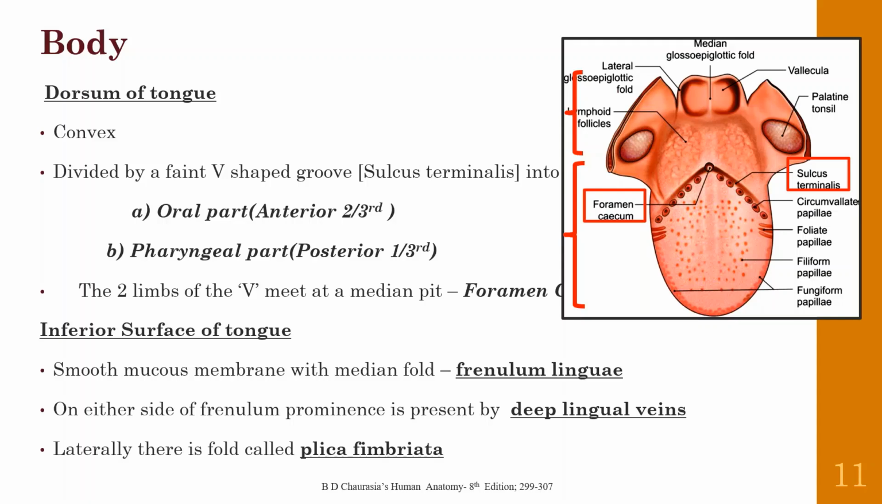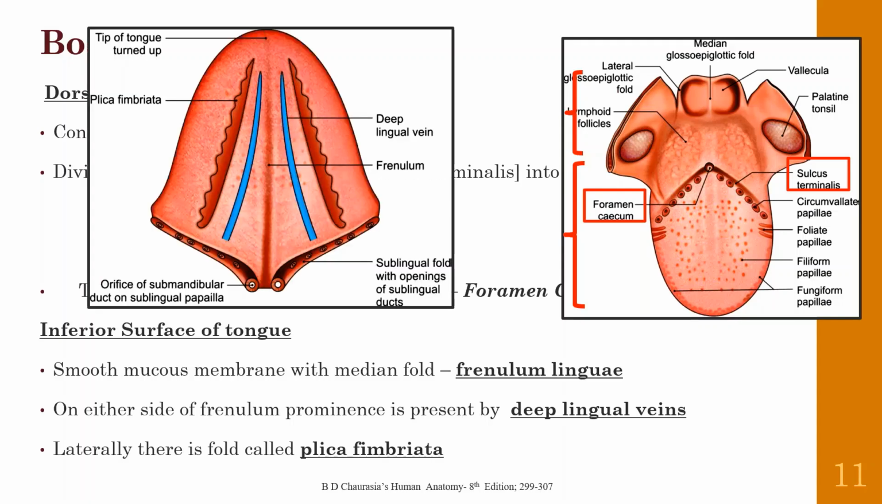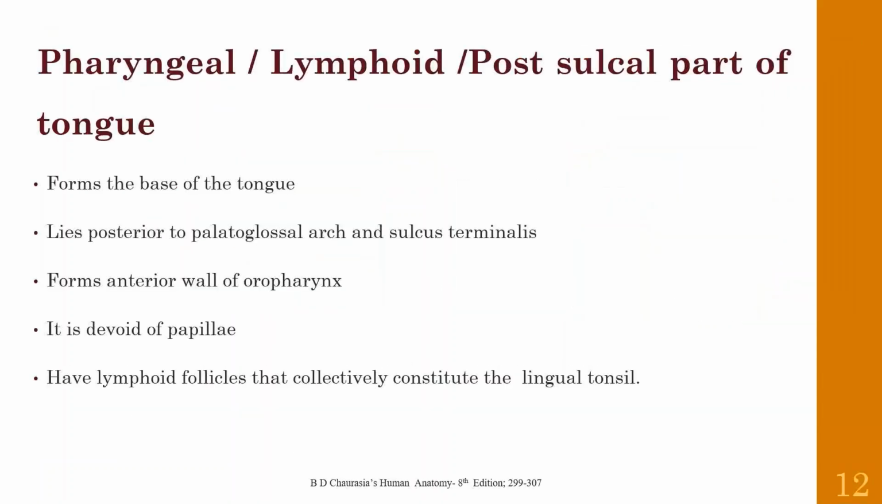The inferior surface of the tongue is covered with smooth mucous membrane and has a median fold called the frenulum linguae. On either side of the frenulum, a prominence is present due to the deep lingual veins. Laterally, there is a fold, the plica fimbriata, that runs medially towards the tip of the tongue.